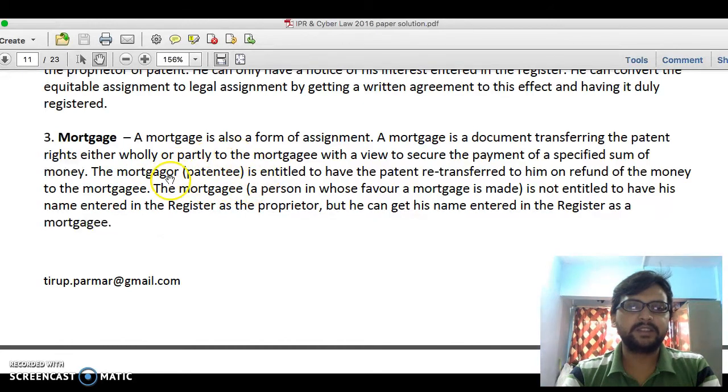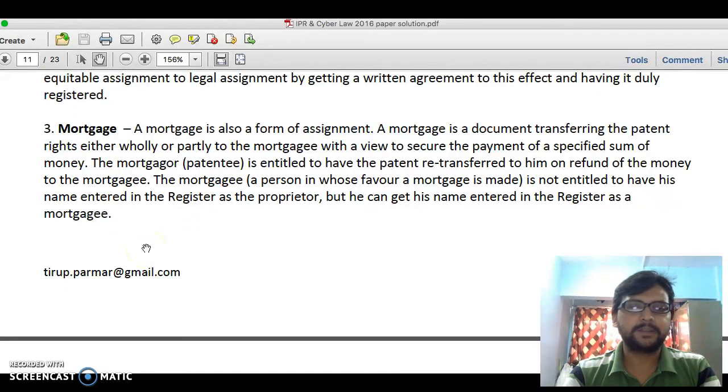The patentee, to whom we assign our patent, is entitled to have the patent retransferred to him on refund of the money. So we keep some amount as a deposit, that is the mortgage, while assigning patent rights to a second person. And whenever he gives me those rights back, then in return we will release that deposit or mortgage. I hope it is clear.